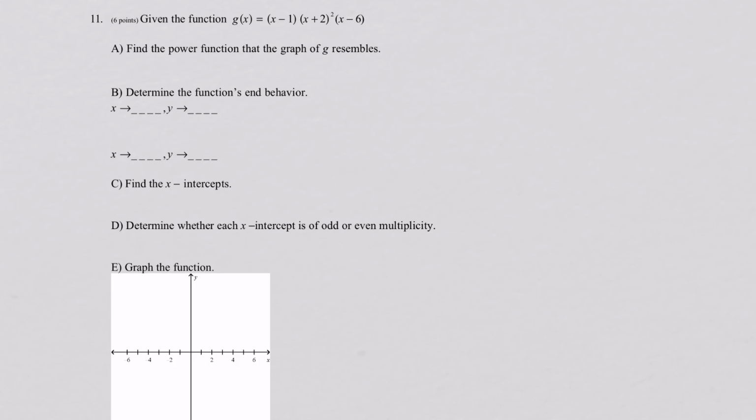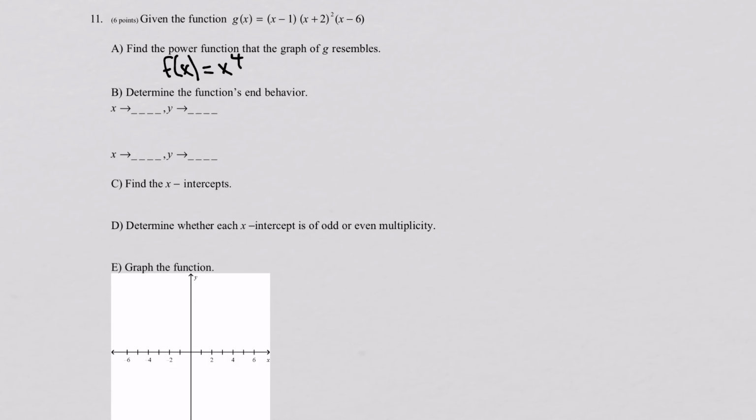So all you got to figure out is what degree is this function? Okay, so by looking at it, I can see that there's x squared, and another x. So all together, that's x to the 4th. This is a quartic function. Okay, the power function that it resembles is f of x equals x to the 4th.